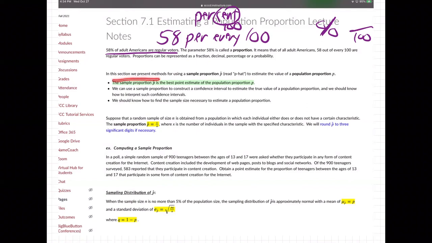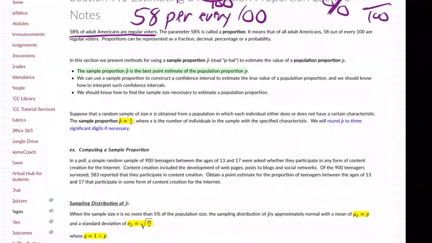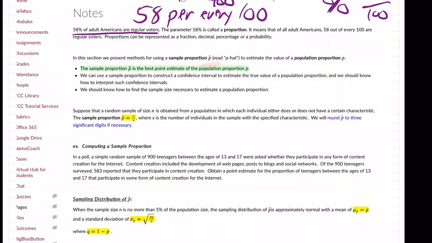Okay, so in this section, we present methods for using sampling proportion, p hat. Kind of funny, you actually say p hat. Kind of a cute little name. It's got a little triangle above it. You call that its hat. P hat to estimate the value of a population proportion. The sample proportion is the best estimate of the population proportion. We can use the sample to construct a confidence interval. We should know how to find the sample size necessary to estimate it. Okay, and then they give us the formula there, and then we're on to this first example.